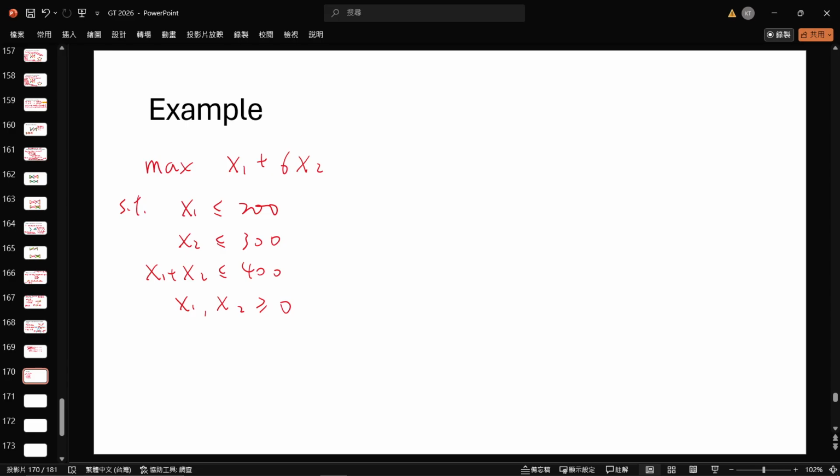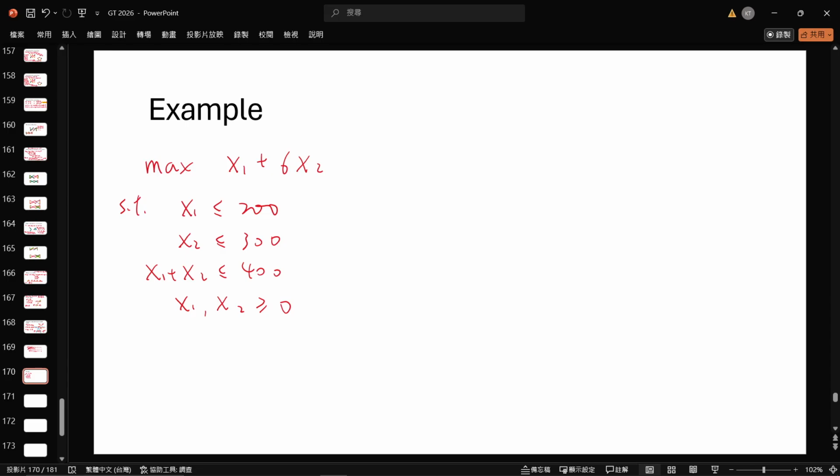But you have some constraints. So x1 cannot be greater than 200. x2 cannot be greater than 300. And their sum is at most 400. Okay? So under these constraints, you want to maximize this sum. Okay?